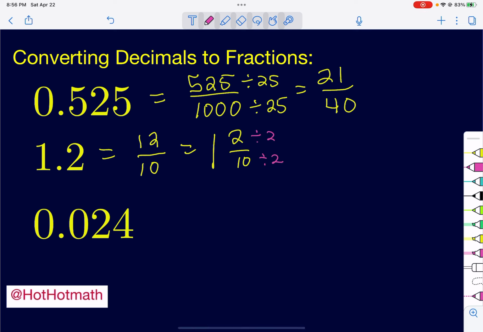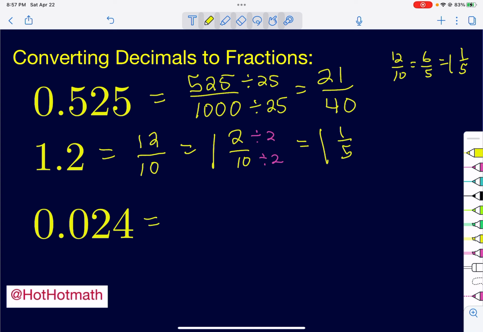So let's go ahead and divide that by 2. And we get 1 and 1/5. Okay? If we did the 12 tenths earlier, divide top and bottom by 2, we would get 6/5, which is also 1 and 1/5. So there's lots of ways to go about this process. I'm just kind of showing you a quick little summary here.